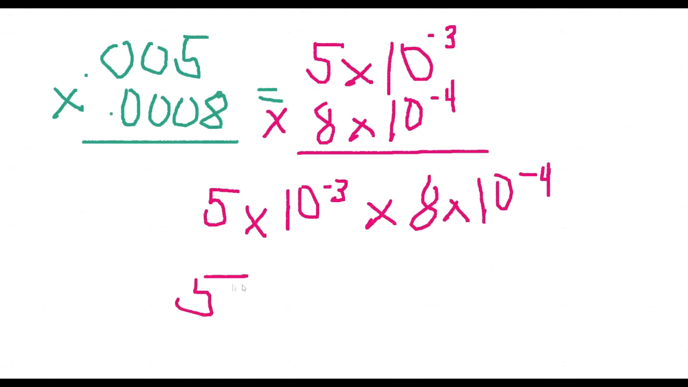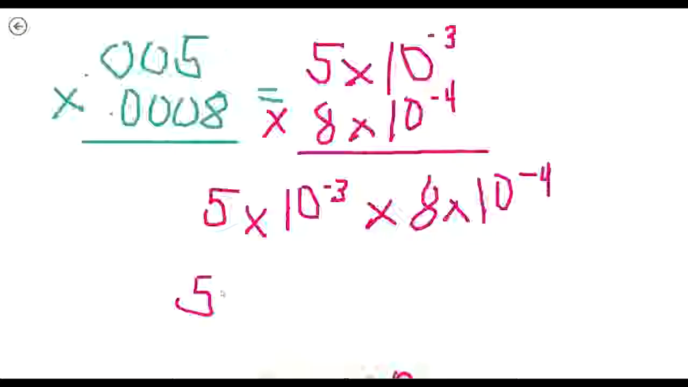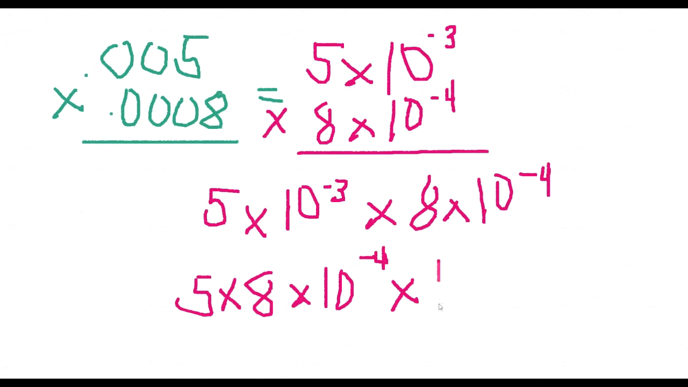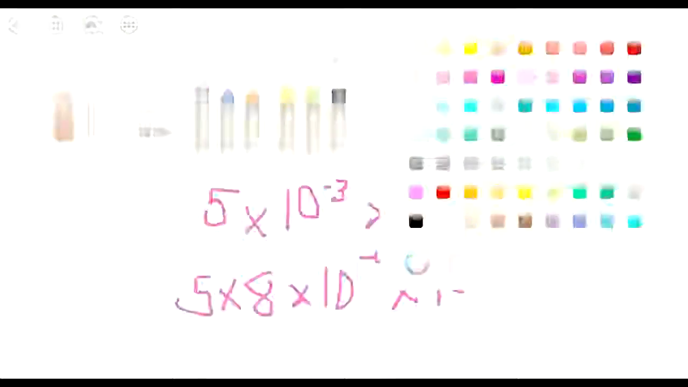It literally means what it's saying. So for multiplying, you could write it out like this: 5 times 8 times 10 raised to negative 4, times 10 raised to negative 3. And look at this.